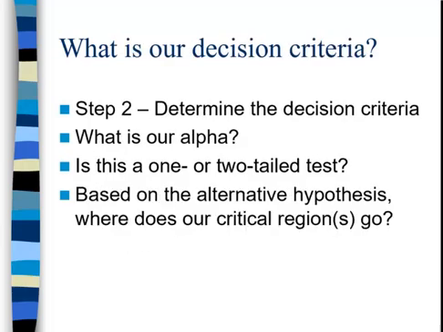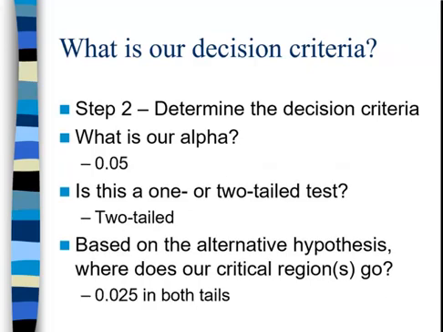Okay. Step number 2 is we want to determine the decision criteria. So what was our alpha? Was this a one or two-tailed test? And based on the alternative hypotheses, where are we putting our critical region or critical regions? Well, I'd already stated in the beginning that our alpha was 0.05, and in the homework, the alpha should always be stated, but if it's not stated explicitly, then you should treat the alpha as if it is 0.05, which is sort of the default alpha. But I should be explicitly stating what I want you to use.